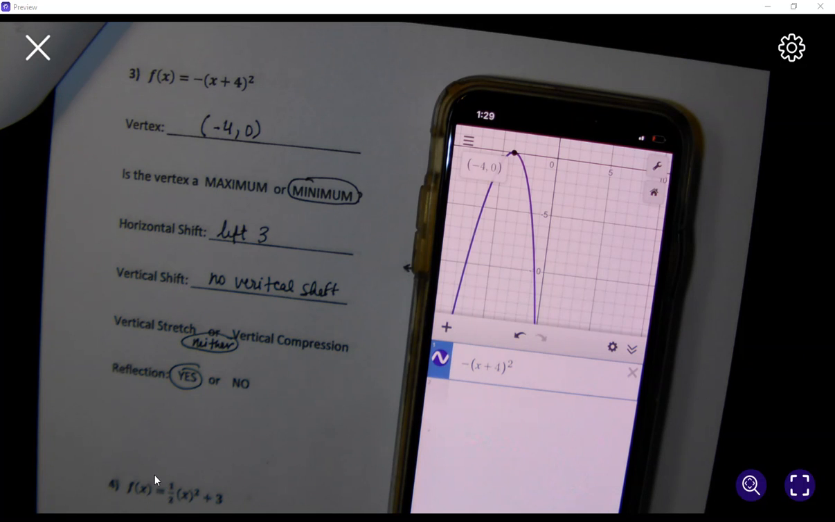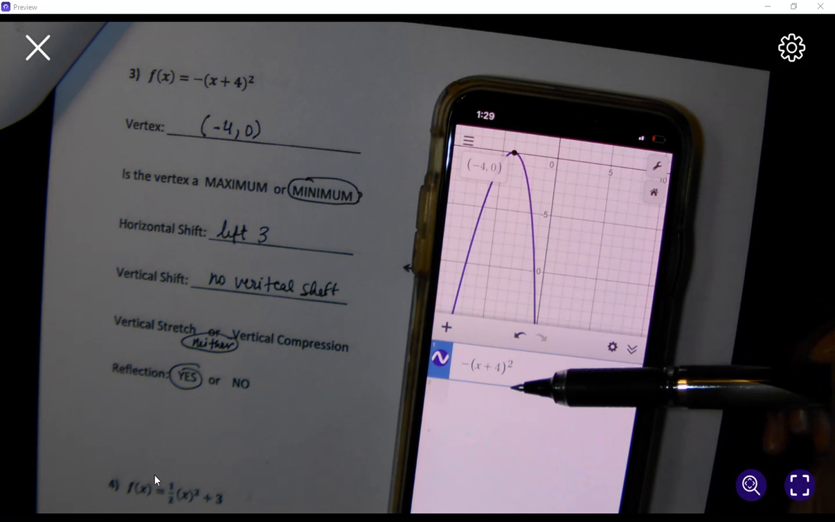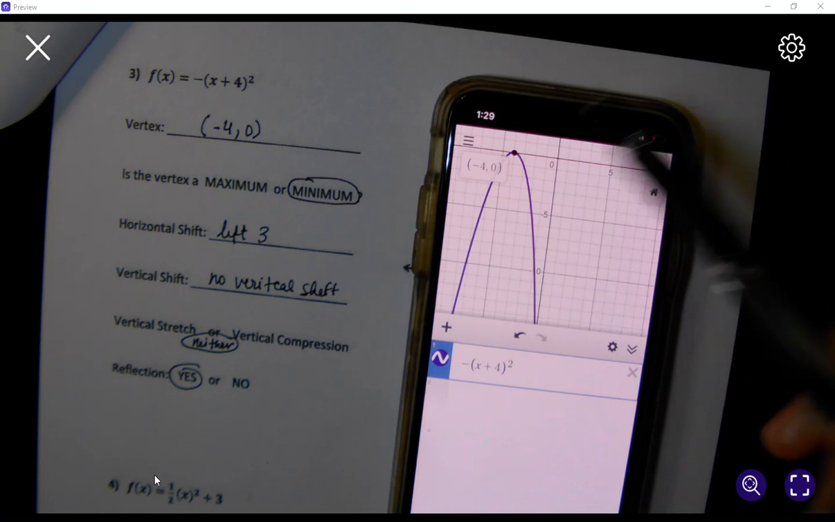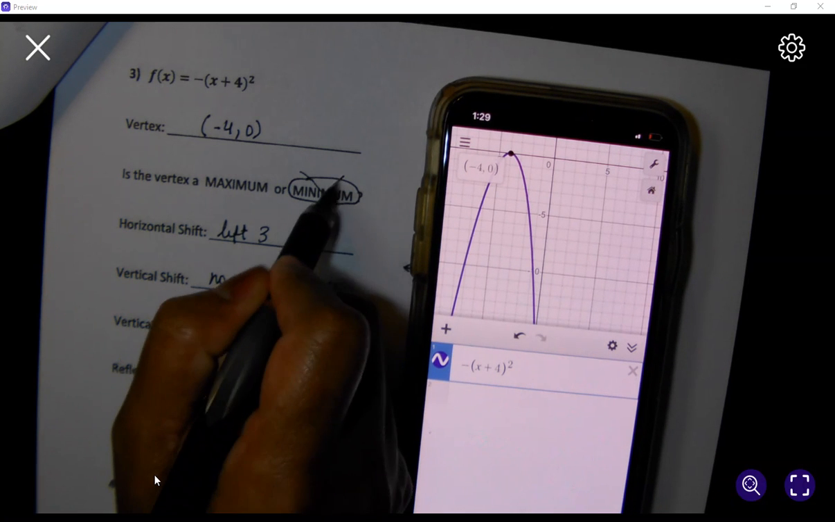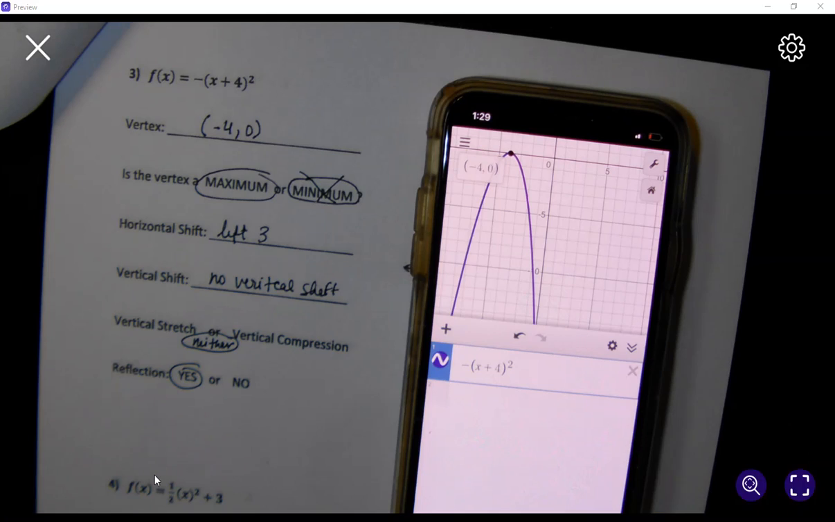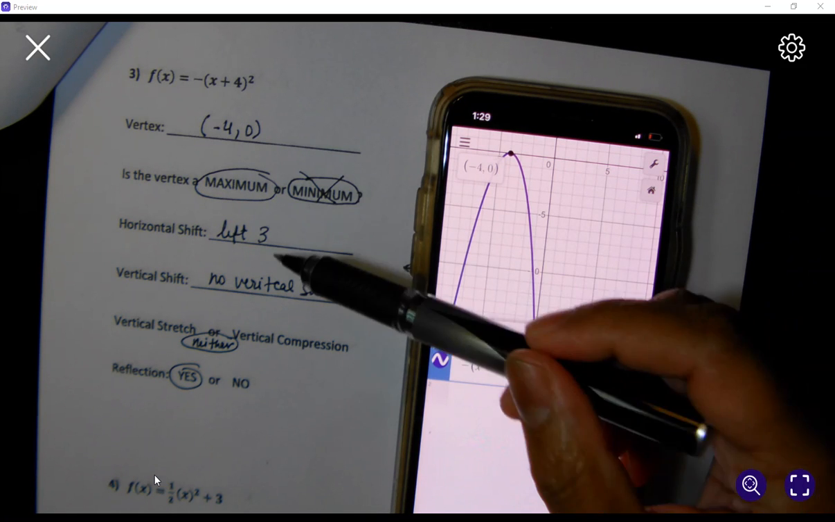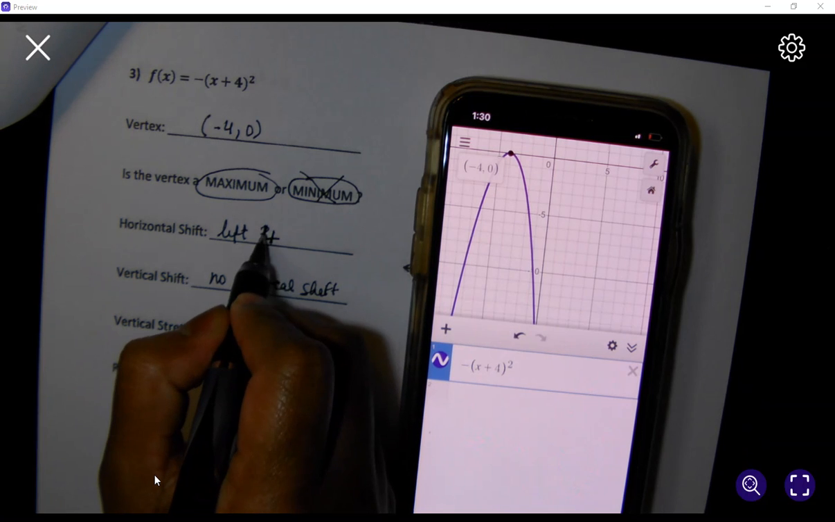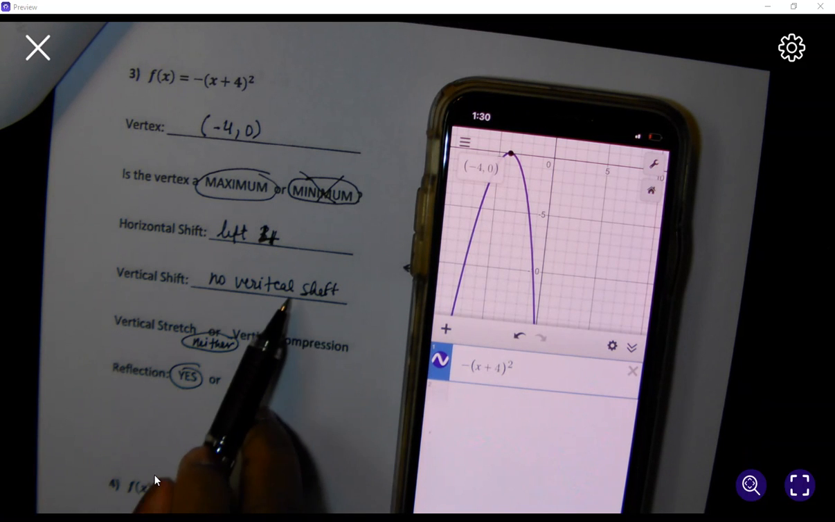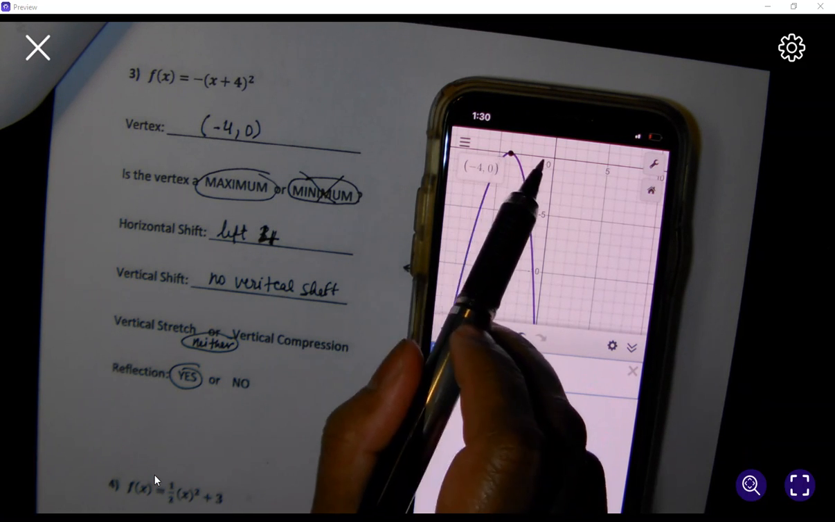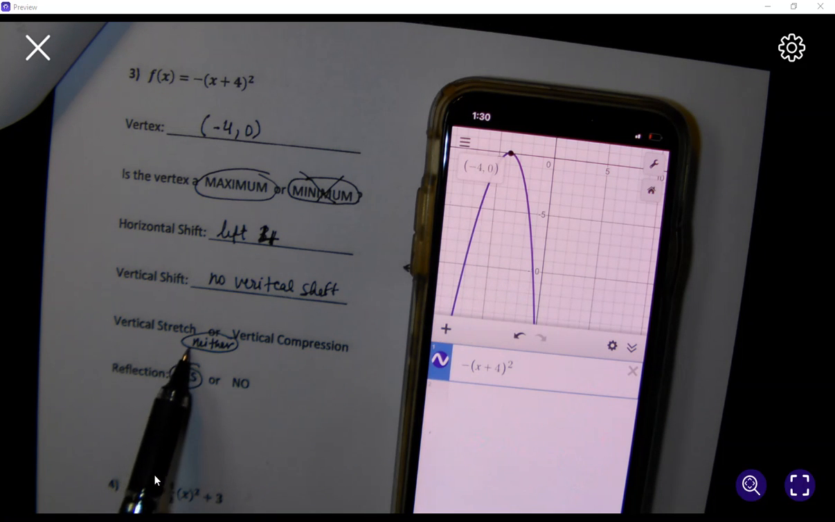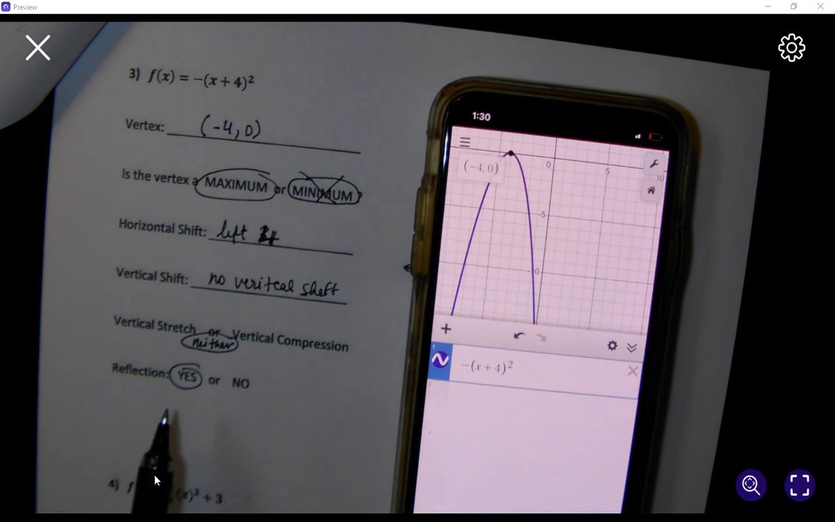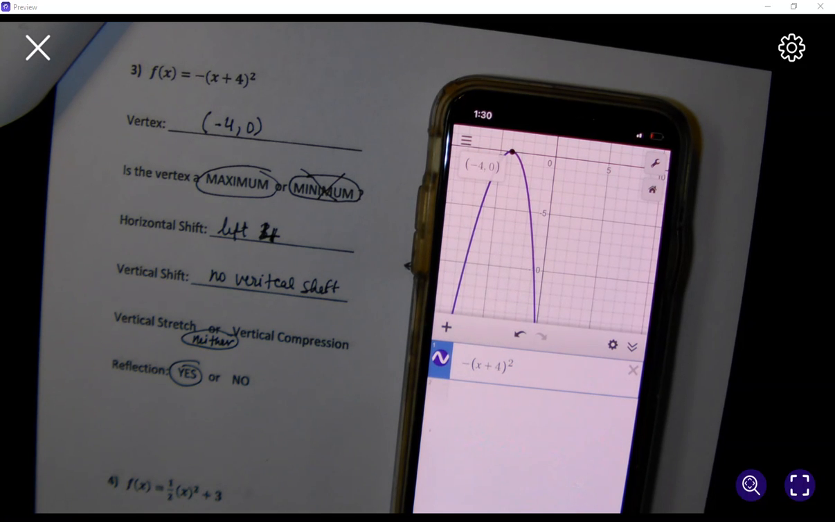Here is problem number 3. So I graphed it. Here's the vertex, negative 4, 0. It is a maximum point because it is the highest point. It moved to the left 4 units. There is no vertical shift. It didn't move up or down from the origin. And it is neither a vertical stretch or a compression because there's not a number in front of your x. And yes, it is a reflection.